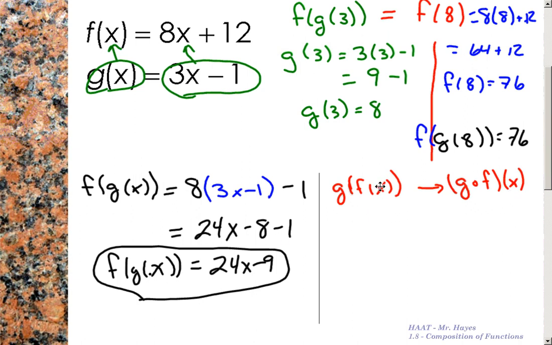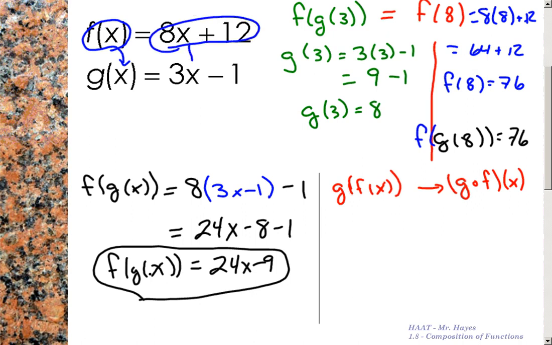So again, I'm taking f of x, I'm plugging it in for g. So in this case, what I would be doing is the opposite. I'm taking this f of x, putting it in here for x, which means that I'm going to take this function, which is f of x, and I'm plugging it in right there to x. So this then is going to end up equaling 3 times 8x plus 12, and then minus 1.